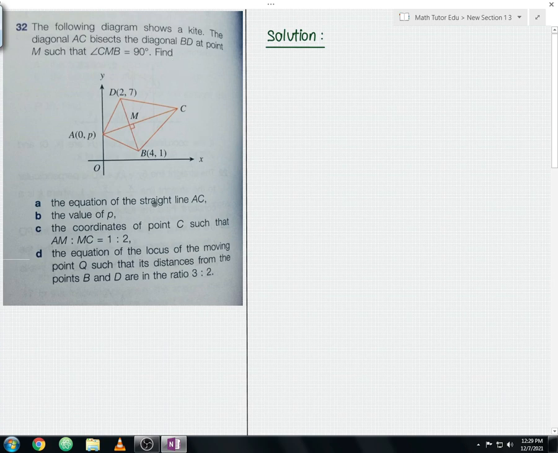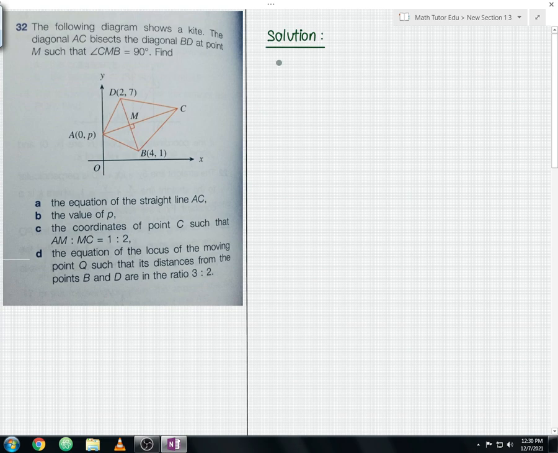Find the equation of the straight line AC, the value of P, the coordinates of point C such that the ratio of AM to MC is 1 to 2, and the equation of the locus of the moving point Q such that its distances from the points B and D are in the ratio 3 to 2.